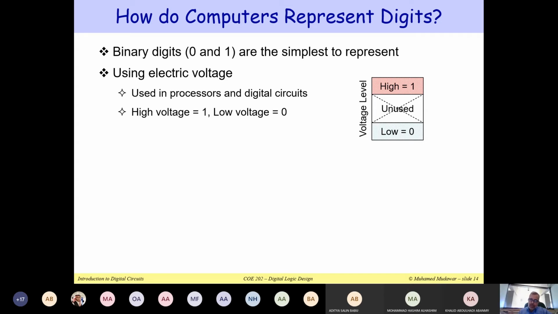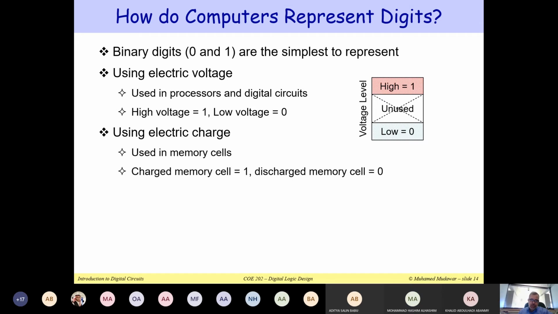In the past, like 30, 40 years ago, people actually used 5 volts. So high voltage was around 5 volts. We don't really care too much about the voltage value or the voltage level. All we care about is that we are using high voltage for 1 and low voltage for 0. That's using electric voltage.